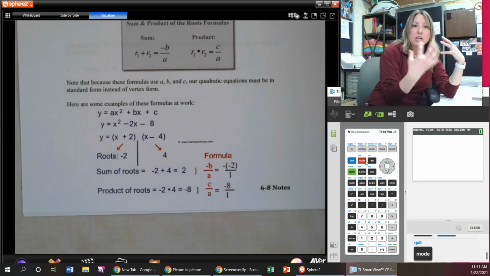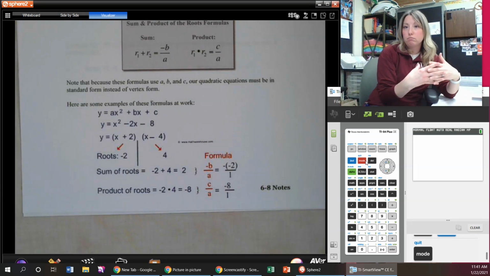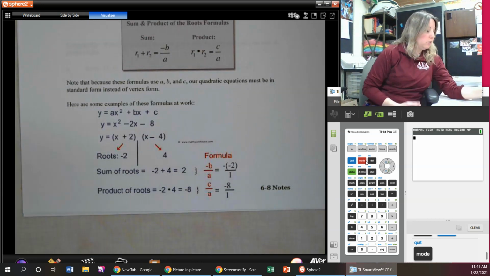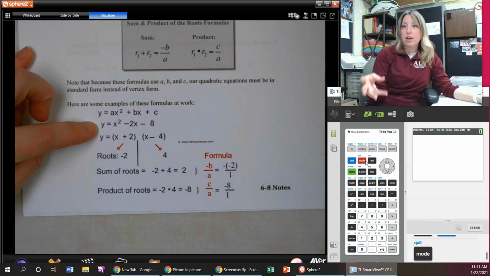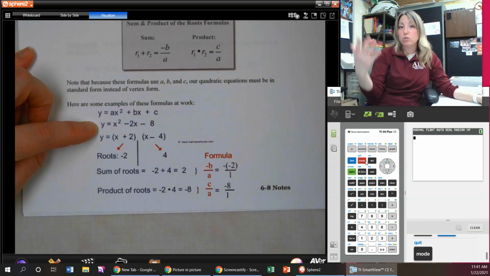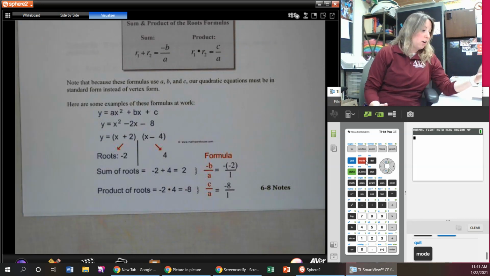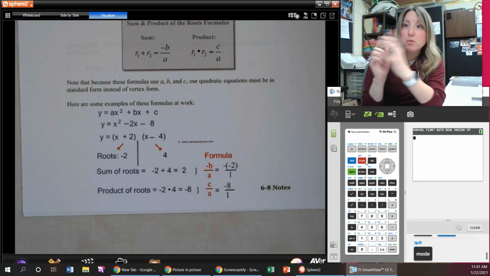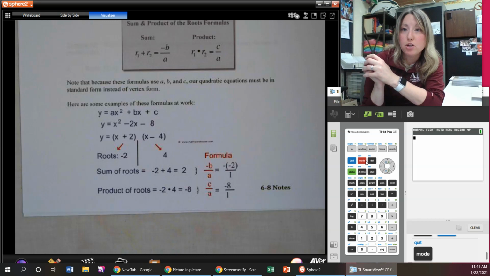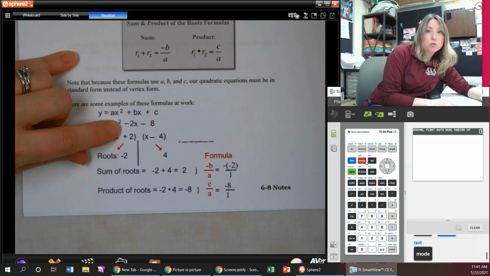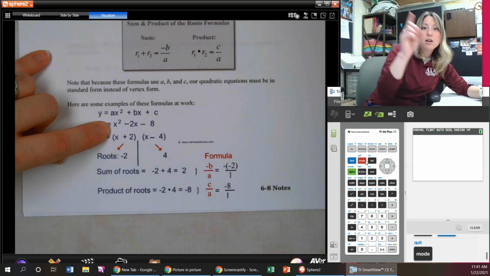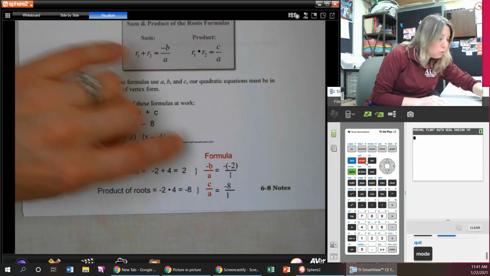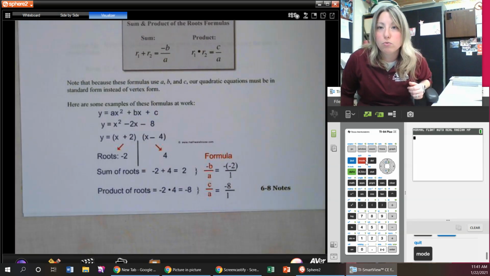Now, here's an example of the formula at work, okay? This is a quadratic function that we have actually looked at prior to now, so you've seen this one, where my answers are negative 2 and 4 for my roots. Add those up. What do you get? You get 2, right? The formula for sum of the roots is negative b over a. Well, look, the b value is negative 2 divided by 1. Negative of negative 2 is 2 over 1. There's the sum of the roots, 2.